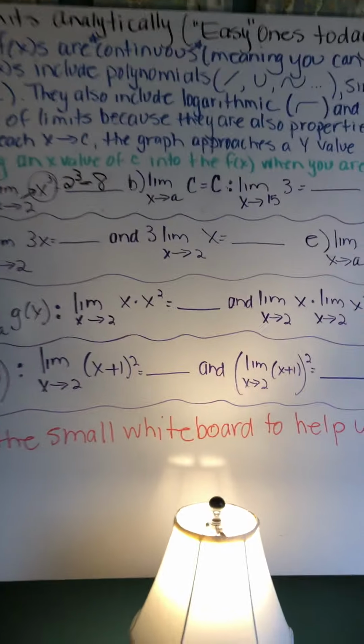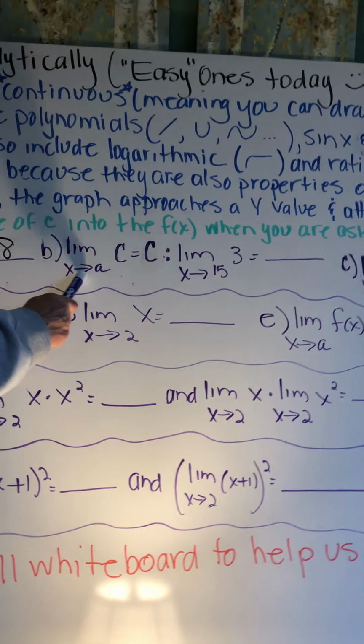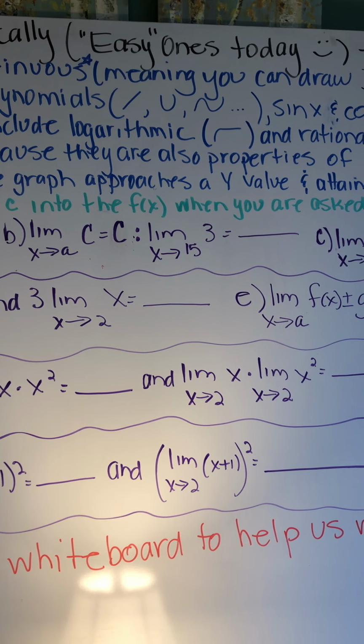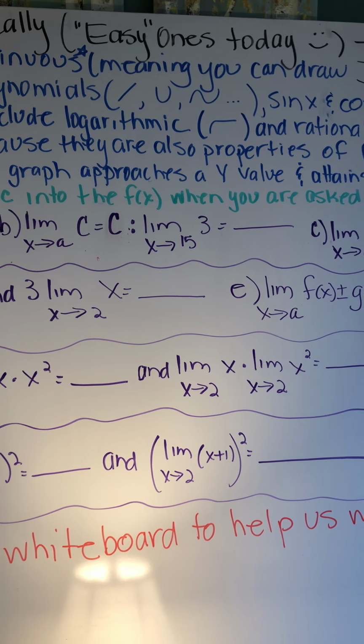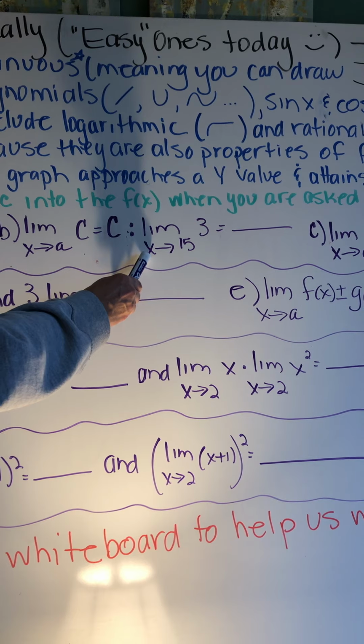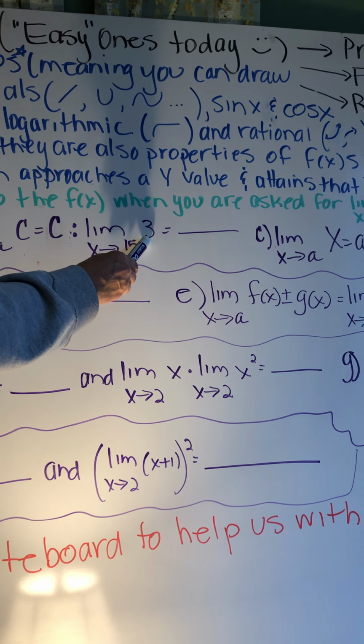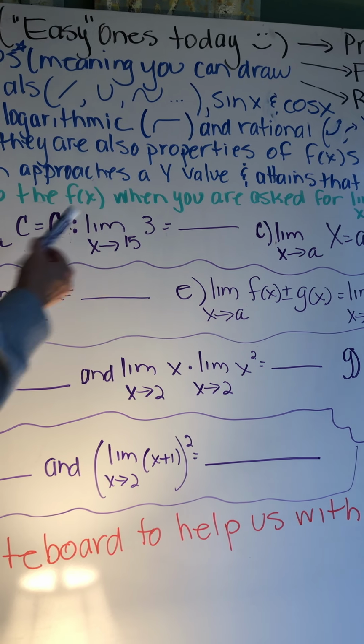Let's take a look at B. The limit as x approaches a of c equals c. What does this mean? Here's an example. The limit as x approaches 15 of the function 3 is 3. C equals c.